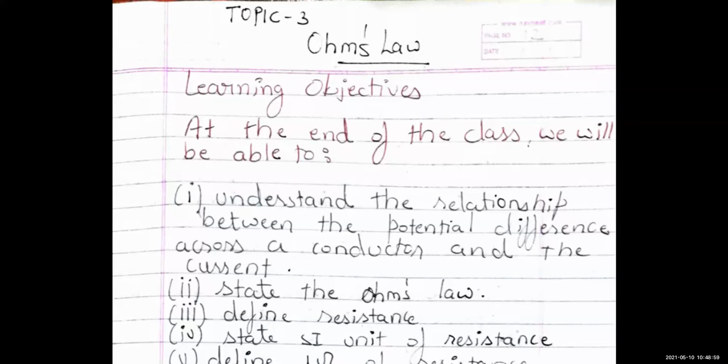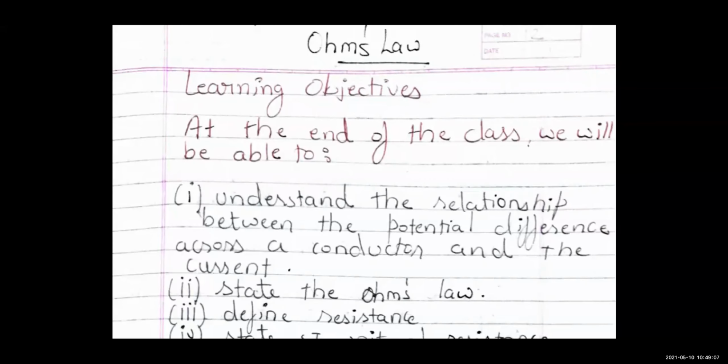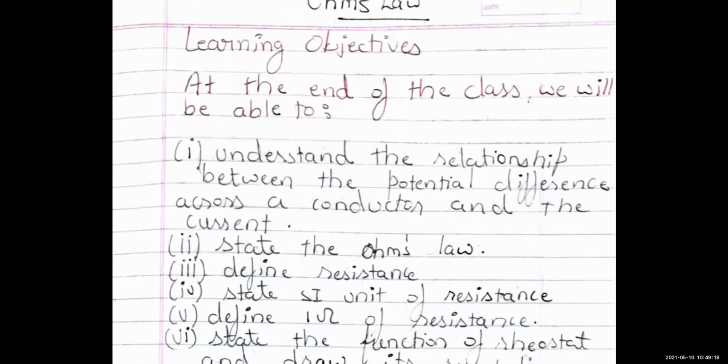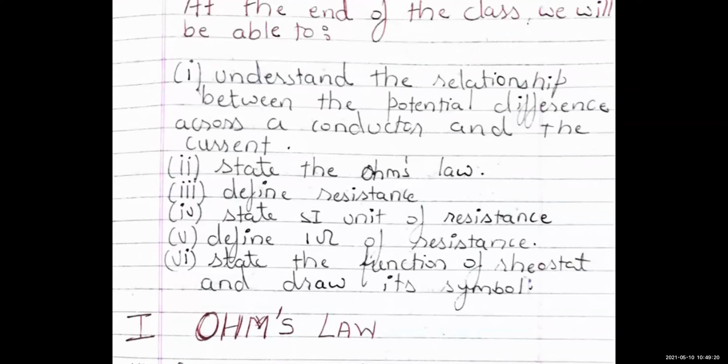Today's topic is topic number 3, Ohm's law. Let's see the learning objectives. Children, you will be able to understand the relation between the potential difference V across the ends of the conductor and the current I, right? The scientist who established the relation between V and I is George Simon Ohm.